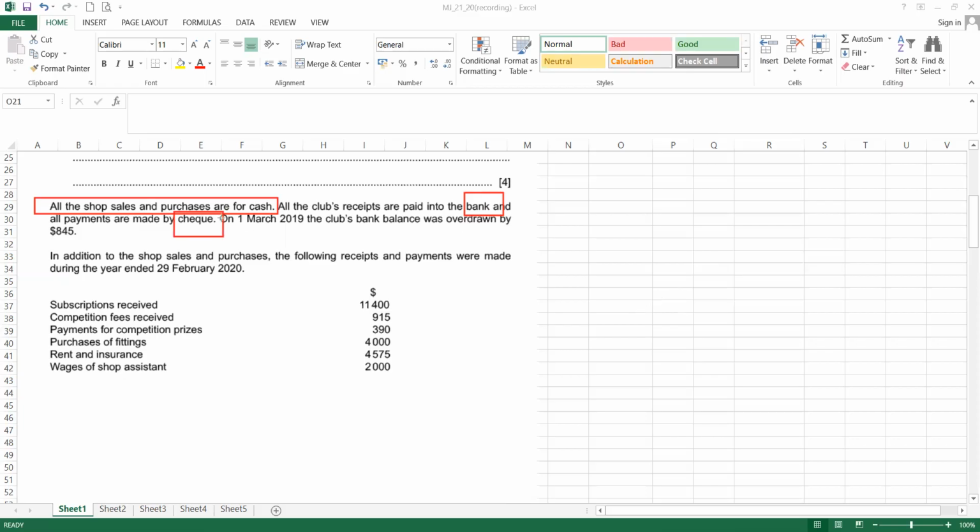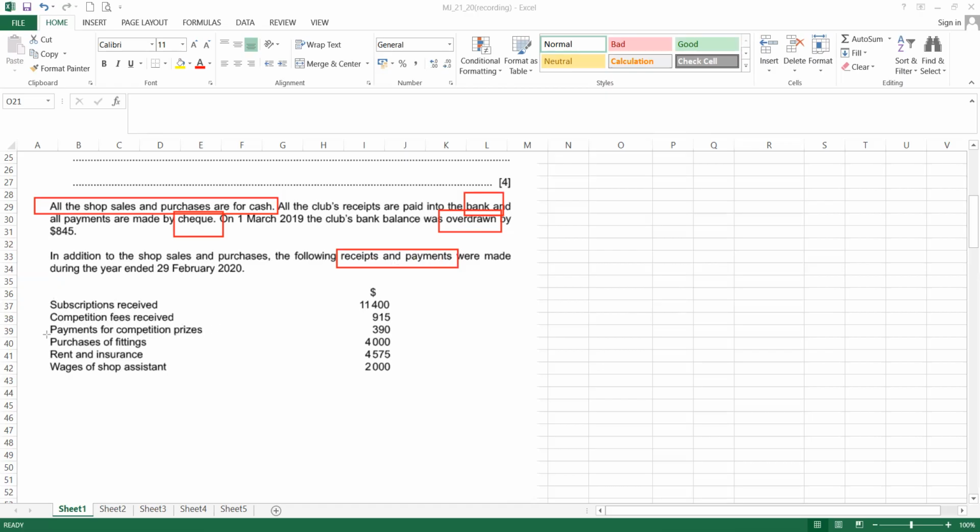Okay, next. On 1st March 2019, the club bank balance was overdrawn. Overdrawn means overdraft. Bank overdraft is the balance brought down on the credit side, a liability. In addition to the shop sales and purchases, the following receipts and payments were made during the year ended 29 February 2020. Subscription receipt, this is an income. Competition fee received, this is also income. So when you receive income, your receipt and payment account should be on the debit side.